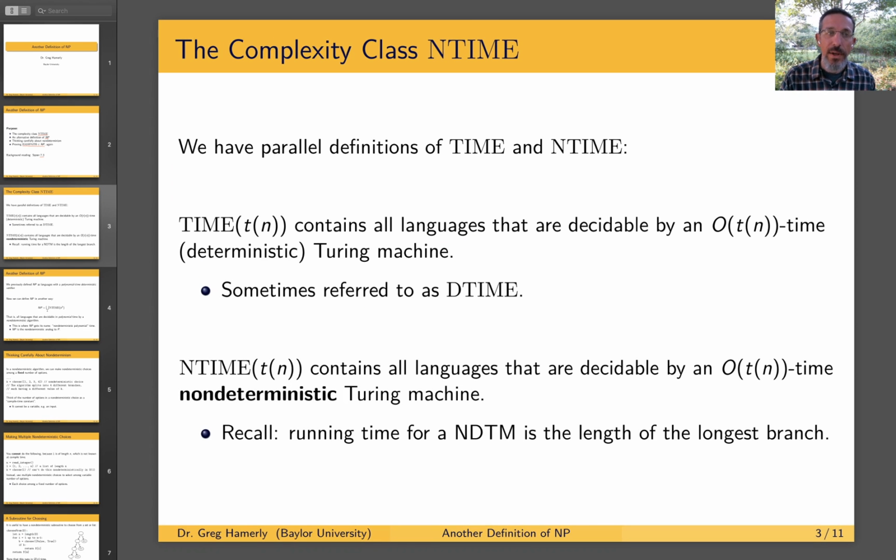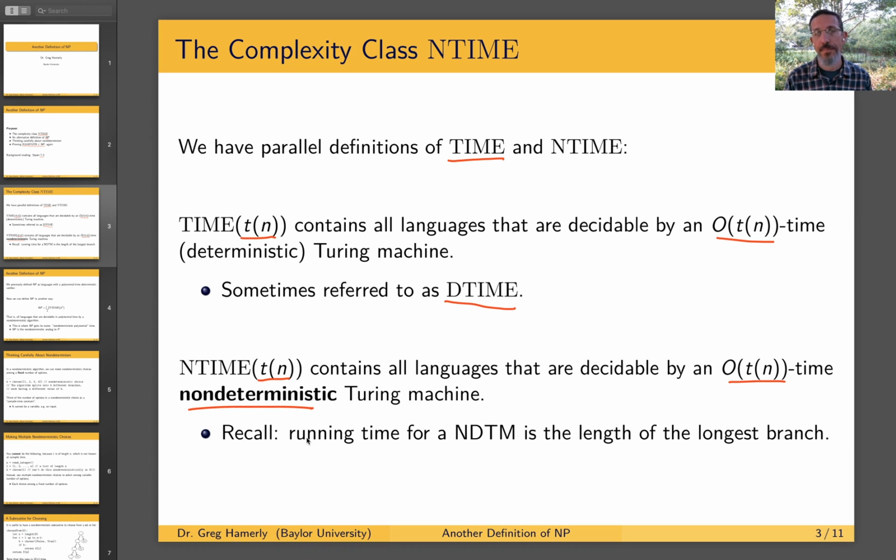We already know about the definition of TIME. TIME of T of n contains all languages decidable in big O of T of n time by a deterministic Turing machine. And some sources refer to this as DTIME to emphasize the deterministic nature. NTIME is an analog to TIME, where NTIME of T of n contains all languages that are decidable by a big O T of n time non-deterministic Turing machine. And we'll remember that the running time for a non-deterministic Turing machine is the length of the longest branch of its computation.